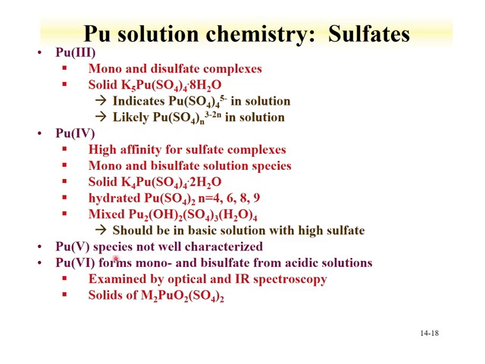The plutonium-5 species is not well characterized. And like the plutonium-4, the 6 forms the mono and bisulfate from acidic solutions. And this compound has been examined by both optical and IR spectroscopy with solid plutonium species produced.